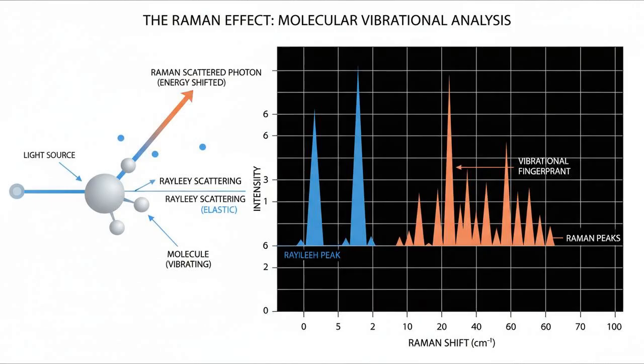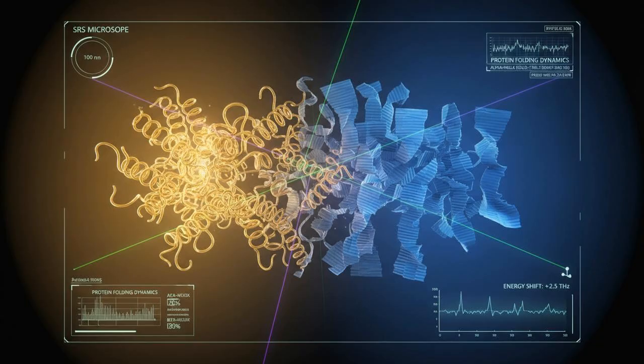But about 1 in 10 million photons interacts inelastically with the electron cloud of a molecule. During this ultra-rare interaction, the photon either gives up a tiny quantum of energy to the molecule or takes a tiny amount of energy away from it. This tiny shift in energy corresponds perfectly to the specific vibrational frequency of a chemical bond. If it loses energy, it is called Stokes scattering. If it gains energy from an already vibrating molecule, it is called anti-Stokes scattering. Either way, this energy shift acts as a highly unique, unfakeable fingerprint for absolutely every chemical substance in existence.